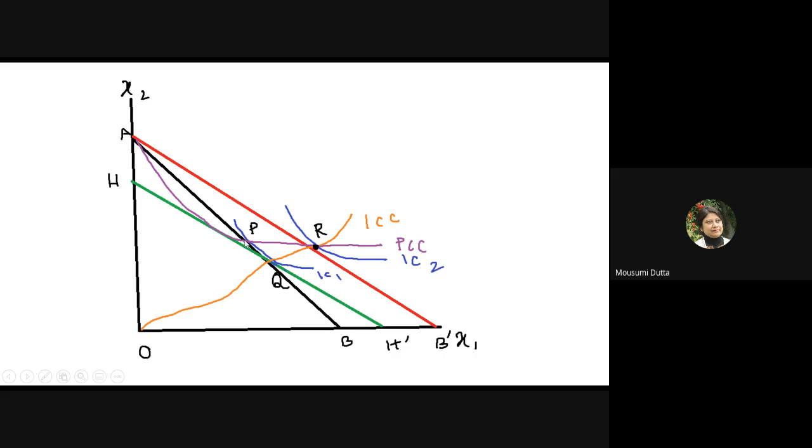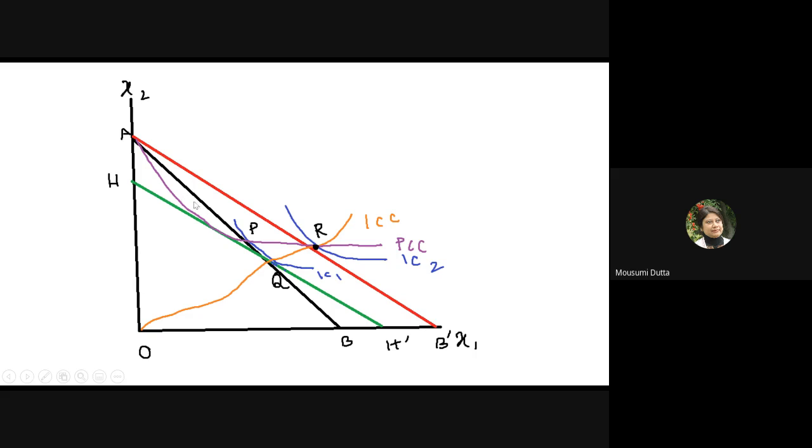AB is touching IC1 at P, whereas HH prime is touching IC1 at Q. So this point of tangency is Q, whereas this point of tangency is P. And finally, the actual budget line is AB prime after the reduction in price of X1, and it is touching the indifference curve IC2 at point R.